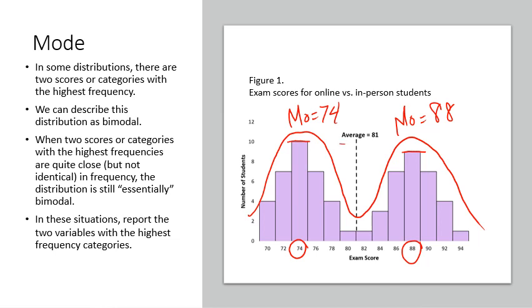Note also that the average of this distribution is 81. And if you were going to tell someone what's going on in these classes and you just told them the average was 81, it wouldn't really represent the actual scores very well.